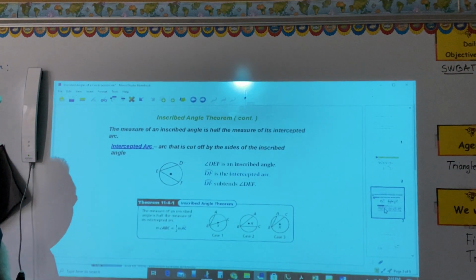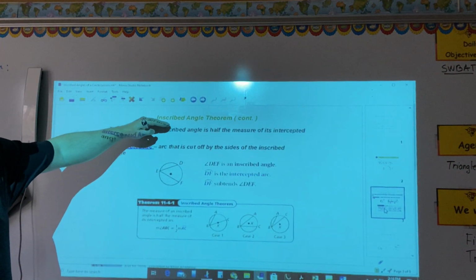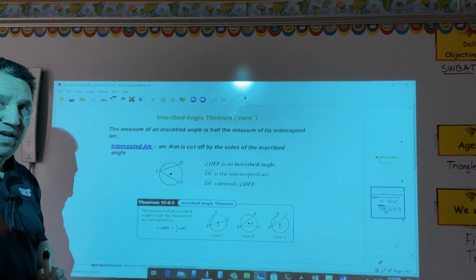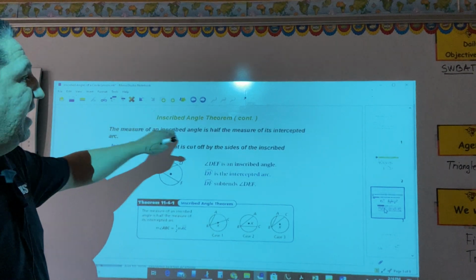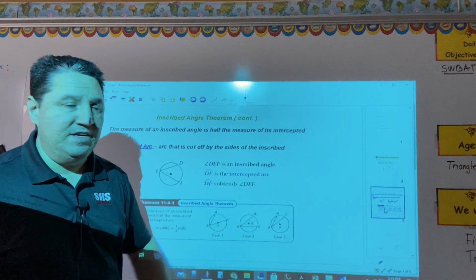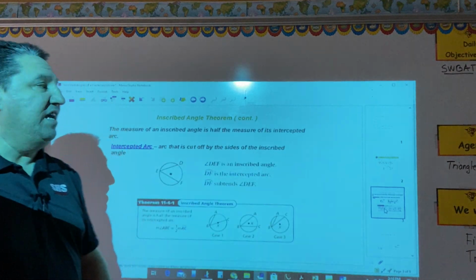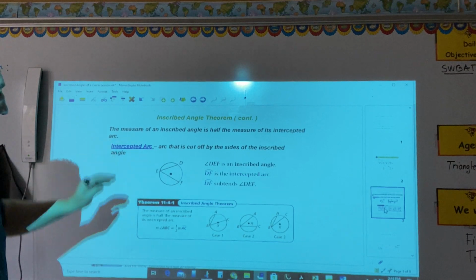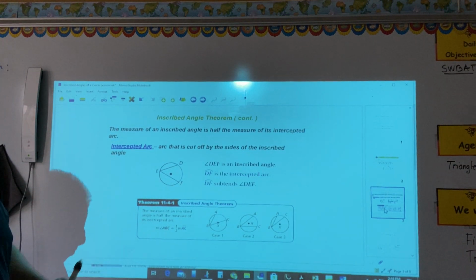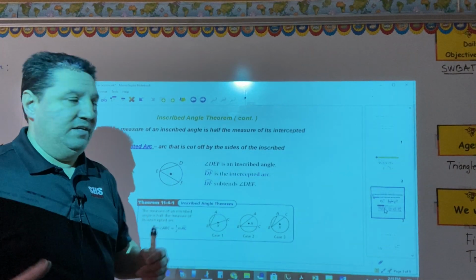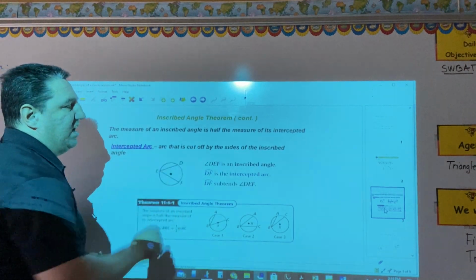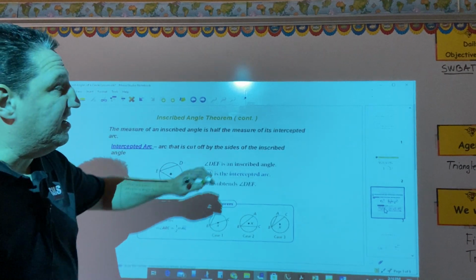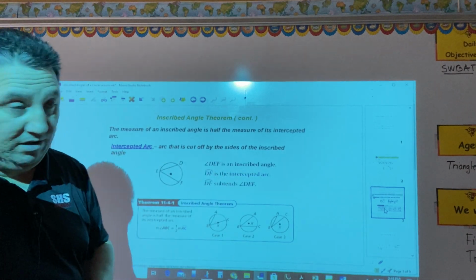Next, the inscribed angle theorem states that the measure of an inscribed angle is half the measure of its intercepted arc. But what is the intercepted arc? The intercepted arc is the arc that is cut off by the sides of the inscribed angle.